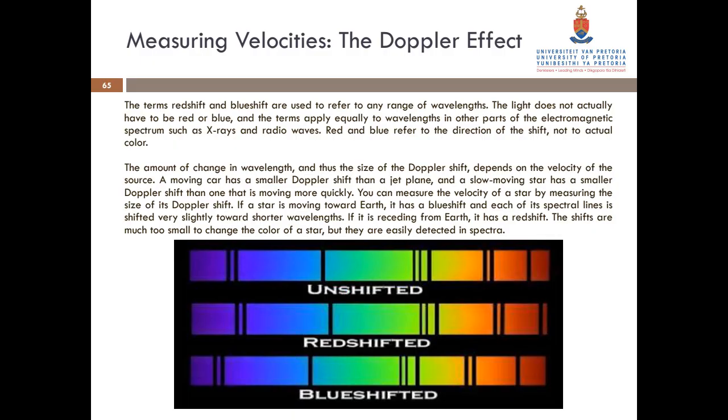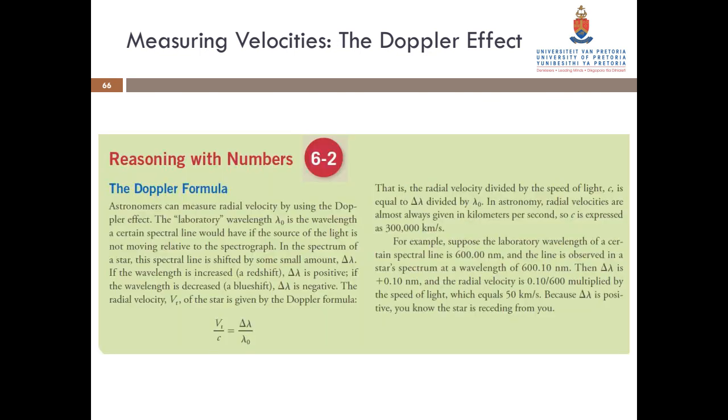Awesome. So this is just the normal Doppler formula. Astronomers can measure radial velocity by using the Doppler effect. The laboratory wavelength, so lambda 0.